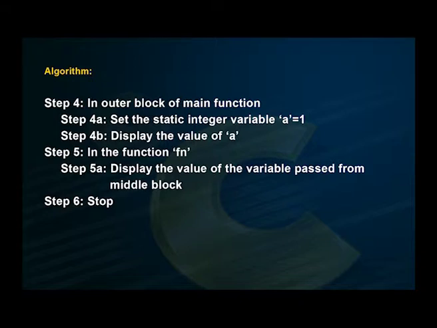Step 4, in outer block of main function, step 4a, set the static integer variable a equal to 1. Step 4b, display the value of a. Step 5, in the function fn, step 5a, display the value of the variable passed from the middle block, and step 6, stop. Now, let us implement the C program and examine the output of the program.